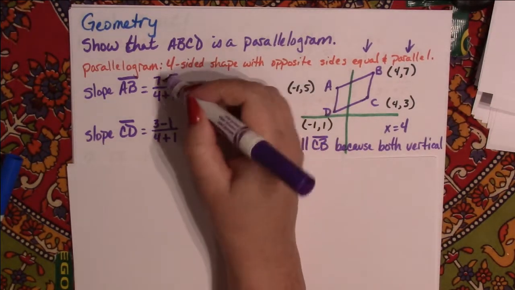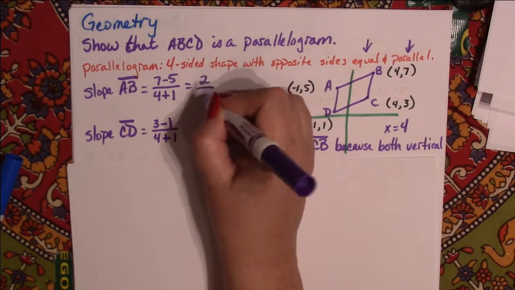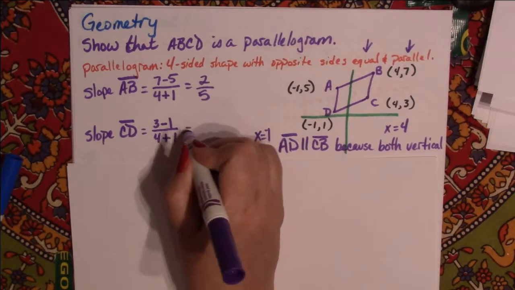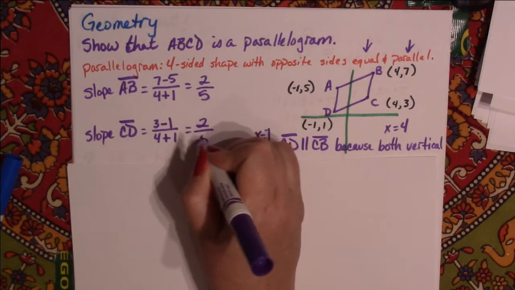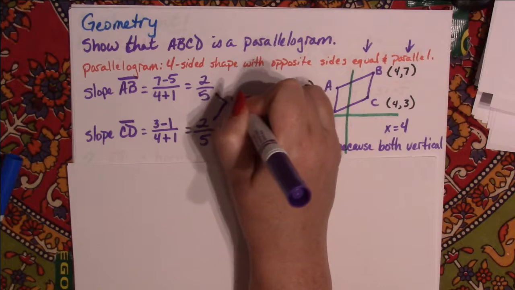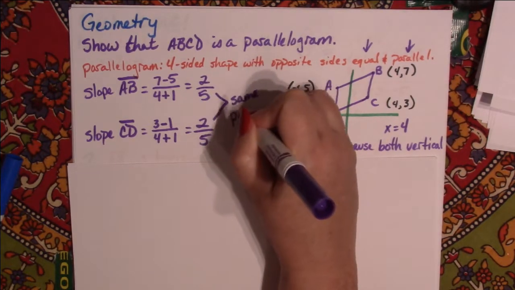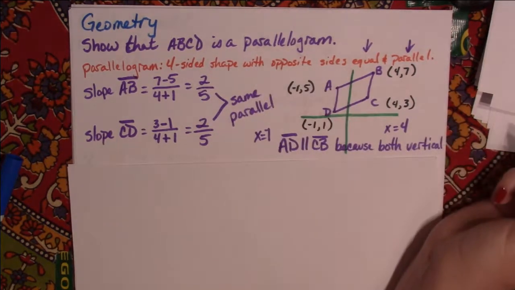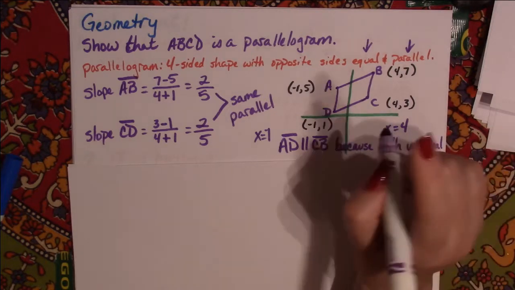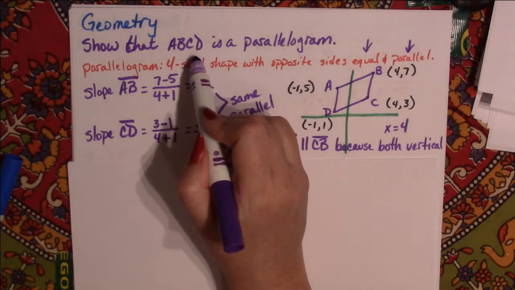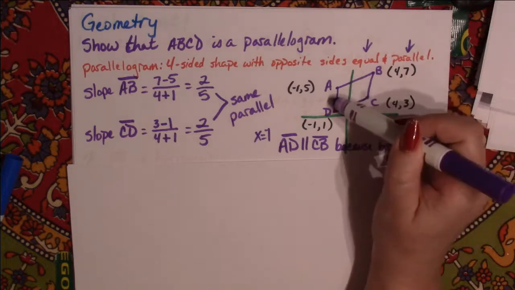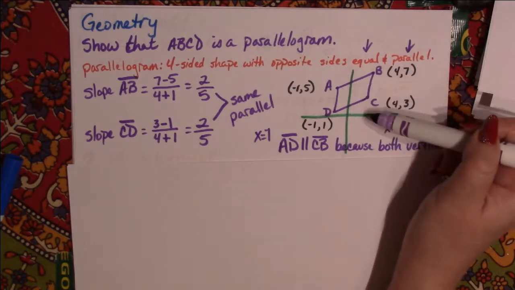So this slope, 7 minus 5 is 2, 4 plus 1 is 5. This slope, 3 minus 1 is 2, 4 plus 1 is 5. We have the same slope, and that means they are parallel. So we have shown that ABCD is a parallelogram because opposite sides are parallel.